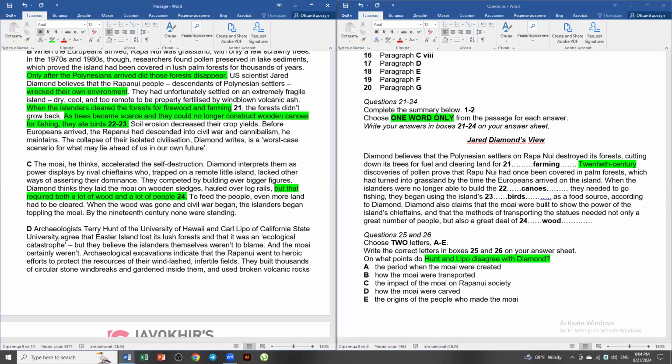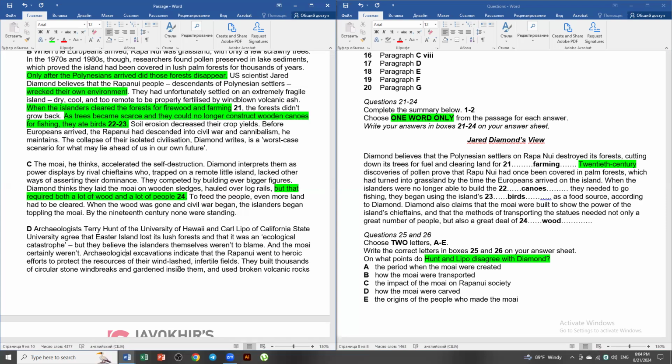So now archaeologists Terry Hunt of the University of Hawaii and Carl Lipo of California State University agree that Easter Island lost its lush forests, and this was an ecological catastrophe. But they believe the islanders themselves weren't to blame, and the Moai certainly weren't. Archaeological excavations indicate that the Rapa Nui went to heroic efforts to protect their resources of their wind-lashed fields. So that's basically what I think is the answer for now.